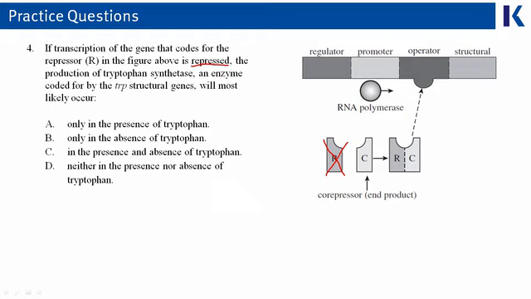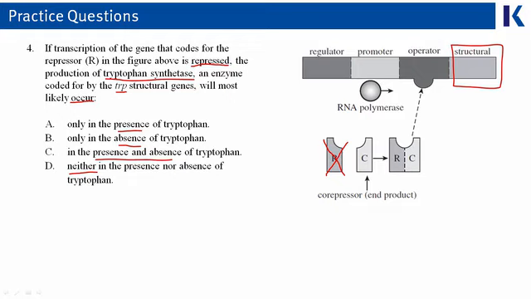Then we get asked, tryptophan synthase, which the question stem helpfully tells us is coded for by the TRP structural genes. Remember, that's this area right here, the structural genes. The question asks, when will that transcription occur? Again, if there's no repressors. The answer choices follow a structure of tryptophan synthase will get coded for in the presence of tryptophan, the absence of tryptophan, both presence and absence, and neither in presence nor absence.